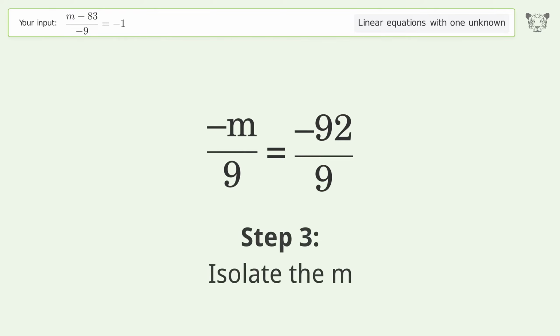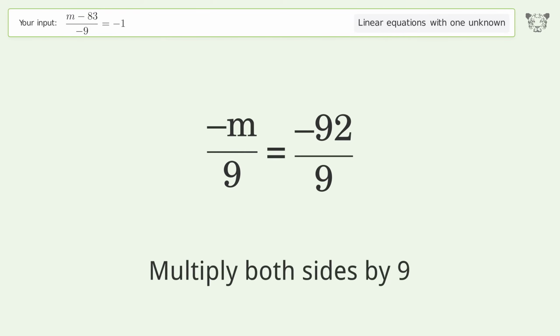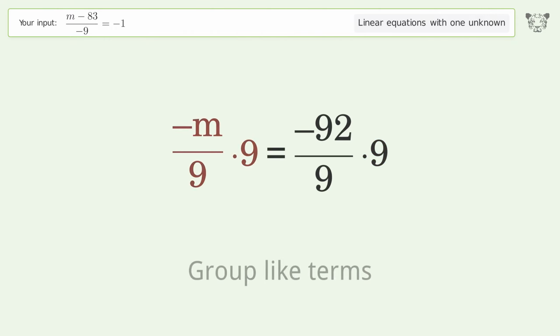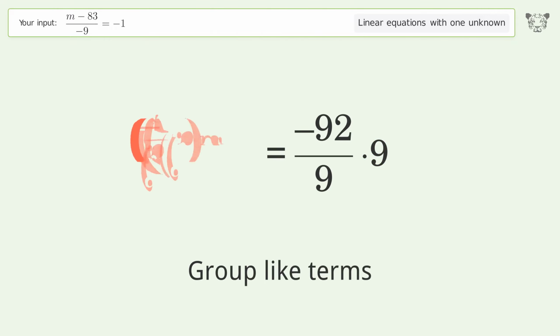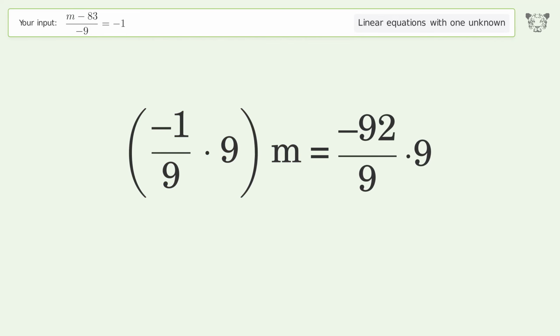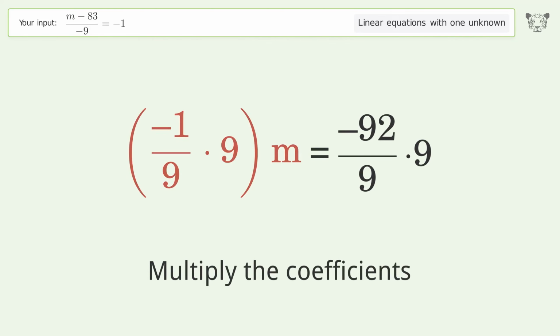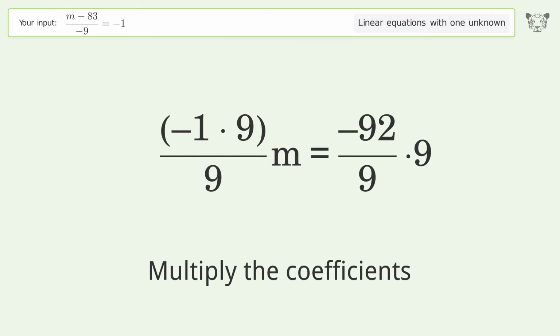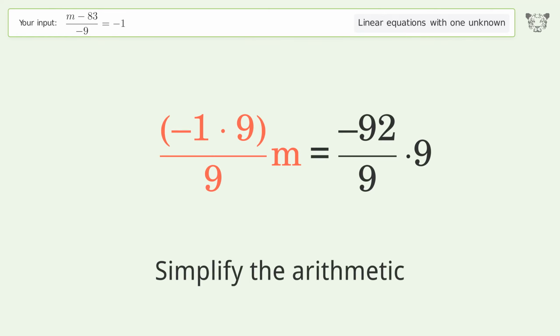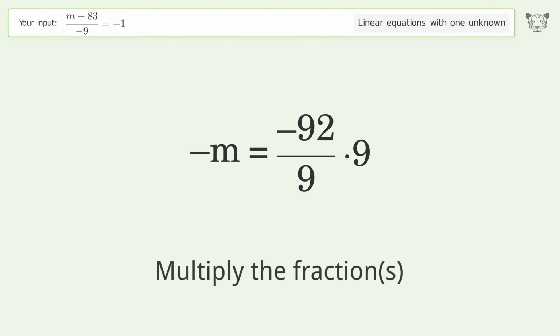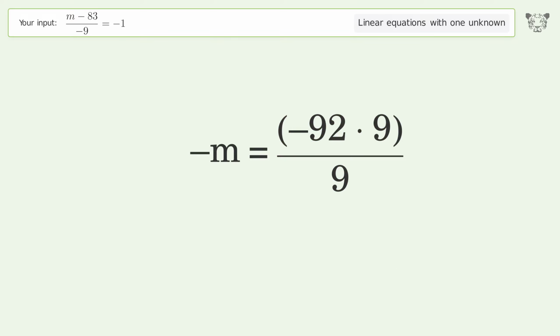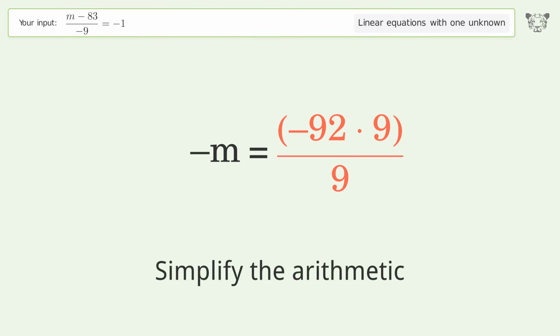Isolate the m. Multiply both sides by 9. Group like terms. Multiply the coefficients. Simplify the arithmetic. Multiply the fractions. Simplify the arithmetic.